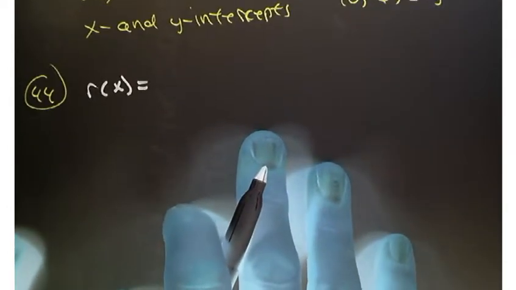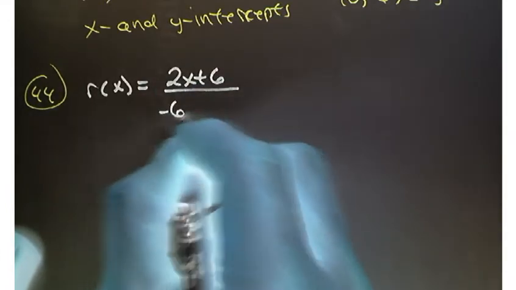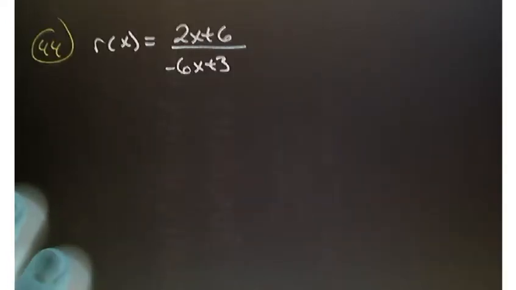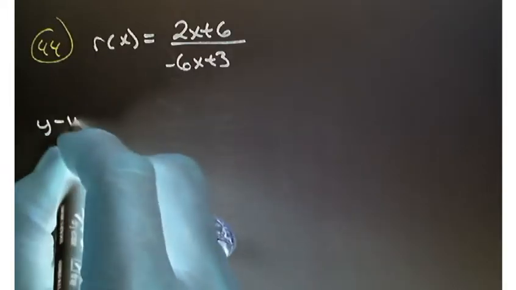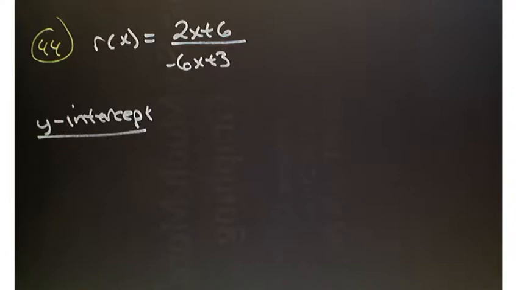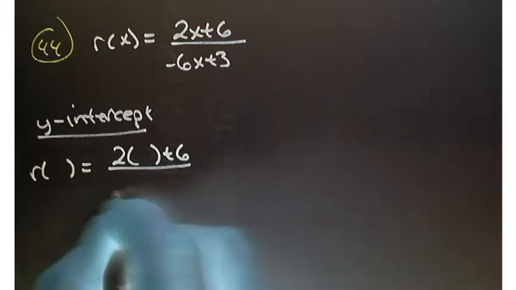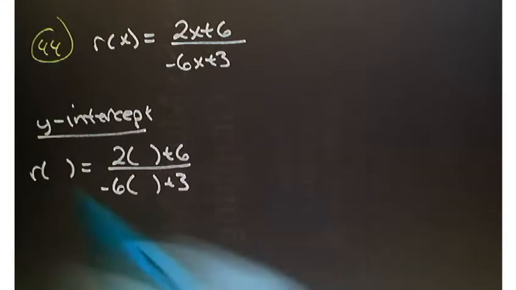So R of x is 2x plus 6 over negative 6x plus 3. The first thing I want to do, the easy thing to do, a couple easy points, or maybe at least one easy point, is find the y-intercept. How do we find the y-intercept? Set x equal to 0. So R of 0 is going to be 2 times 0 plus 6 over negative 6 times 0 plus 3. And let's see what happens.